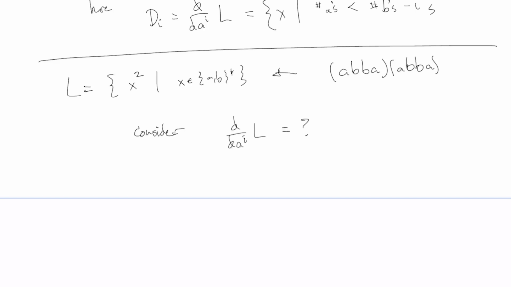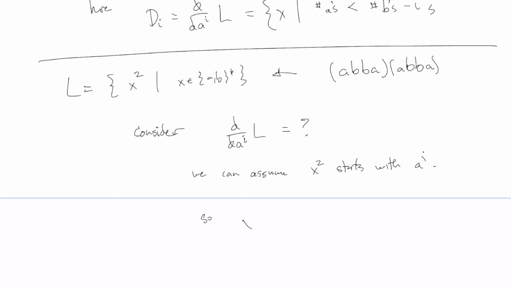When you take this derivative with respect to A to the I, it means you are assuming up front that x squared begins with A to the I. So we can assume that x squared starts with A to the I, right? And what does this string look like overall if it starts with A to the I?